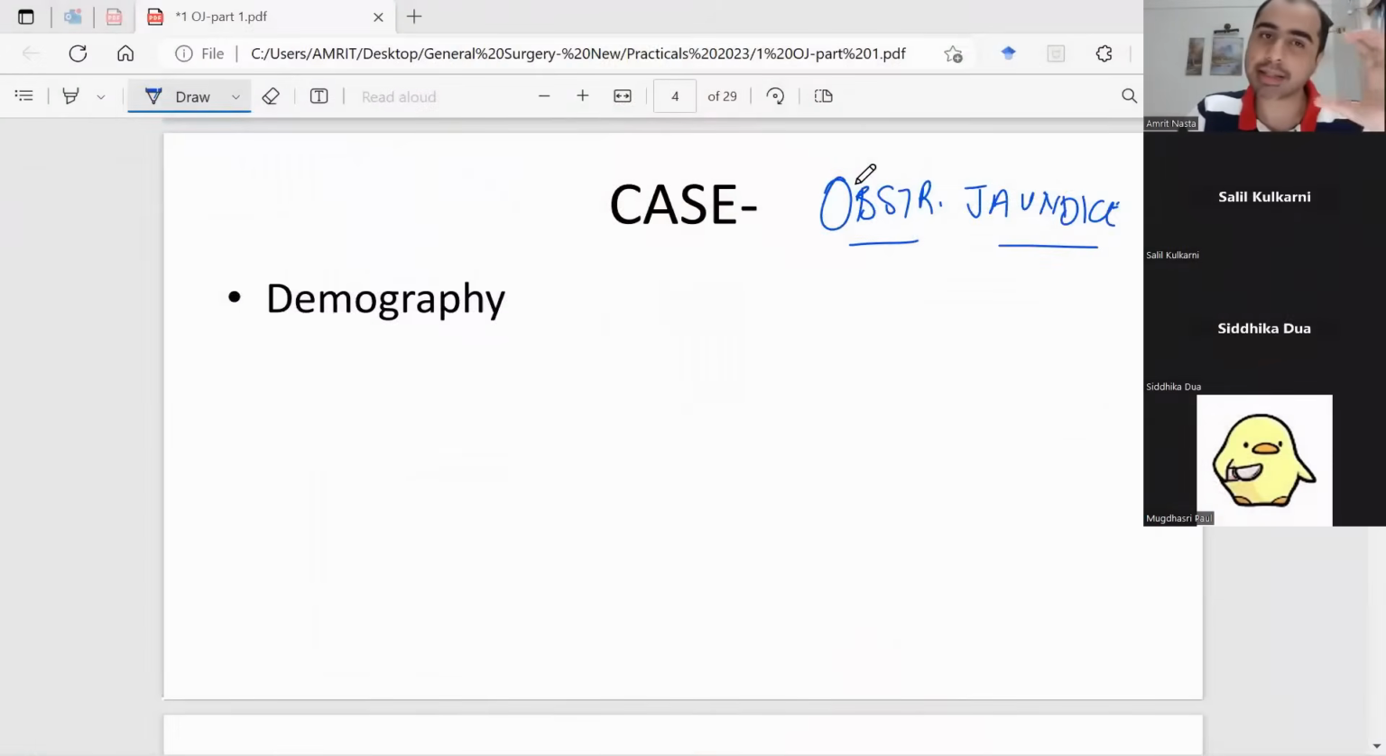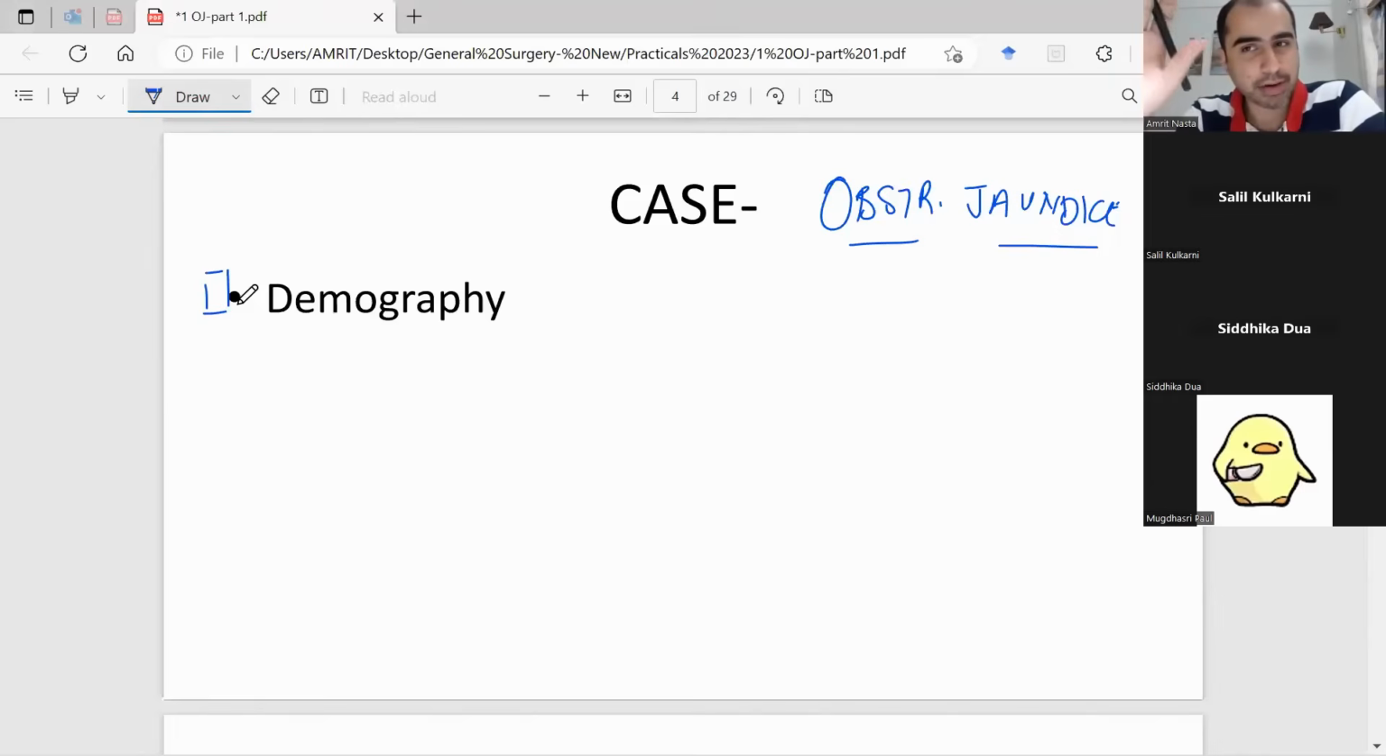Every history has a system. Okay, every case has a system. So the first part of your history is called demography. What I want you to understand is that when you are giving a viva, the examiner does not want to hear all this. So you cannot make any mistake in demography. You cannot miss out anything. If by chance he asks you any question, the answer should be ready. There should be no thinking.